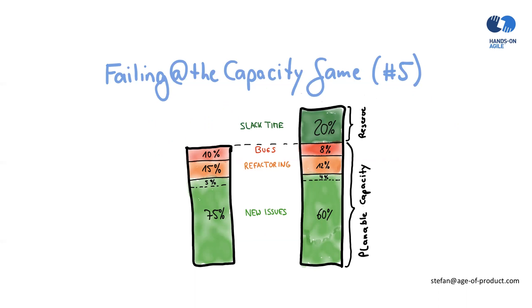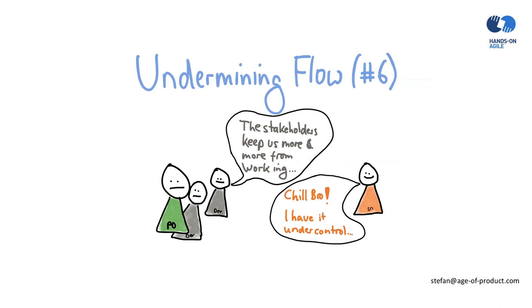Number six, undermining flow. The Scrum Master allows stakeholders to disrupt the flow of the development team during the sprint. For example, the Scrum Master has a kind of laissez-faire policy as far as access to the development team is concerned, so you can hit them up anytime you like. Or the Scrum Master does not object that the management invites engineers to random meetings of subject matter experts, always disrupting everything. Or the Scrum Master allows other stakeholders or managers to turn the daily Scrum into a reporting session.